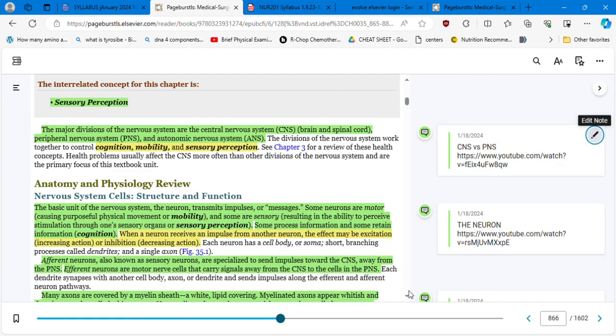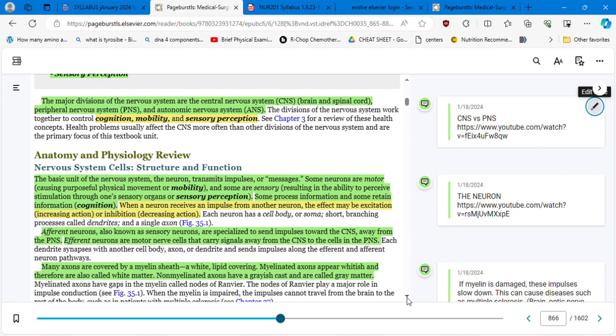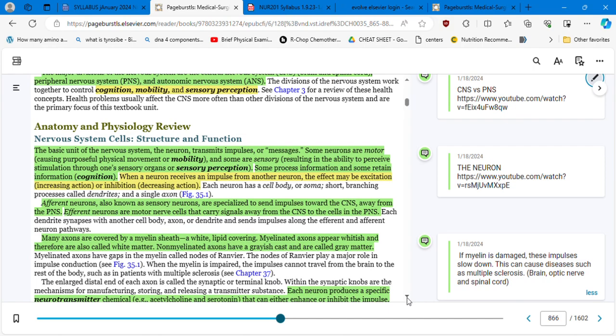Okay, so we already learned what the central nervous system and the peripheral nervous system are. After that, we're going to move to the basic unit of the nervous system, the neuron, which transmits impulses or messages. This is important. Some neurons are motor, causing purposeful physical movement or mobility, and some are sensory, resulting in the ability to perceive stimulation through one's sensory organs, or sensory perception. Some process information and some retain information, which is cognition.